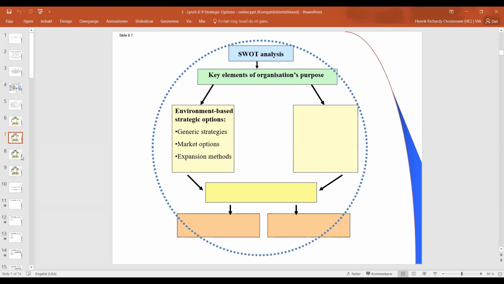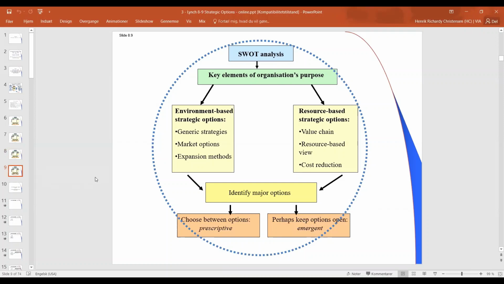And looking at the other part, the resource part, as we can see here, Lynch suggests that we say, okay, if we have these resources, how can we use the value chain for identifying specific strategies? What about a specific resource-based view and cost reductions? So again, it's a very systematic way of identifying specific strategies based on the environment and based on our resources.